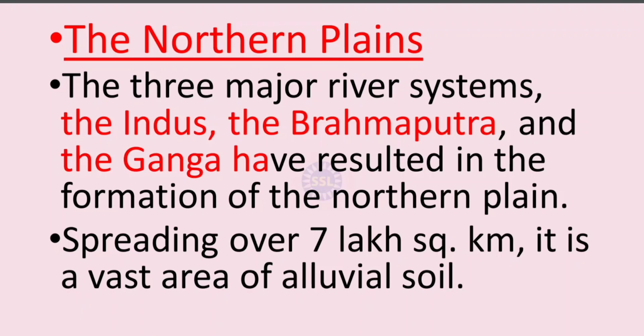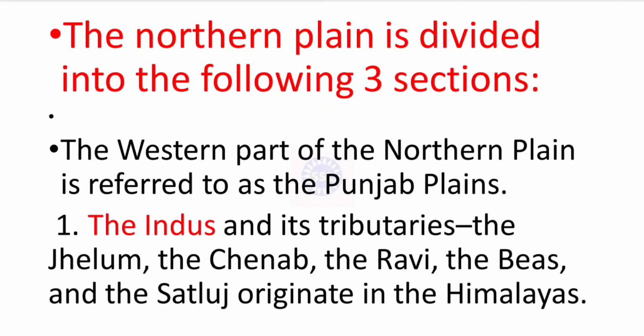The northern plain spreads over 7 lakh square kilometers. It is a vast area of alluvial soil. It contains alluvial soil. It is very fertile land. It is very useful for agriculture. The northern plain is divided into 3 sections.